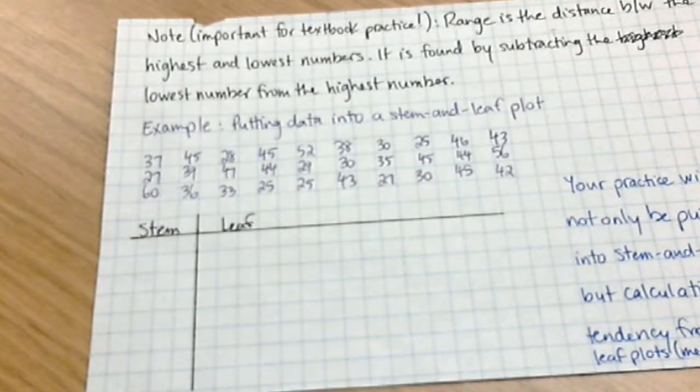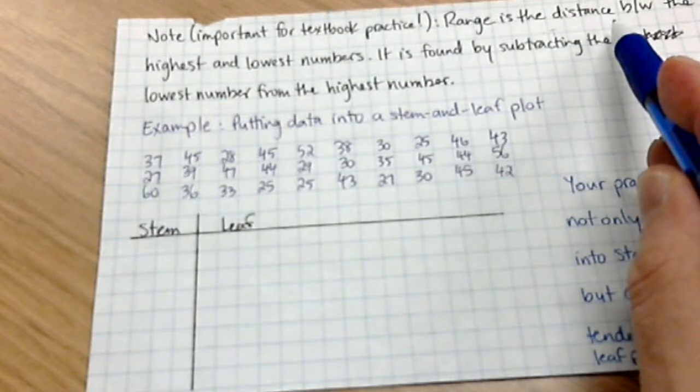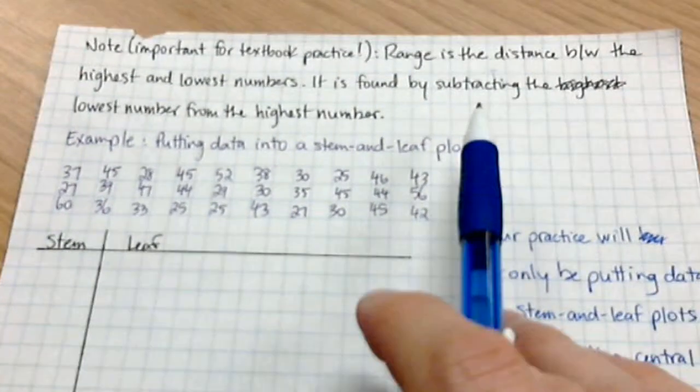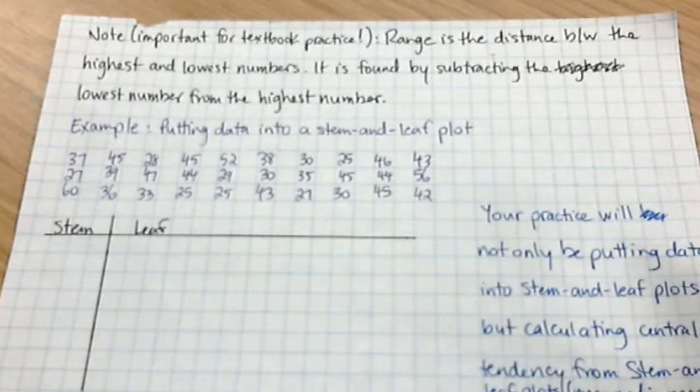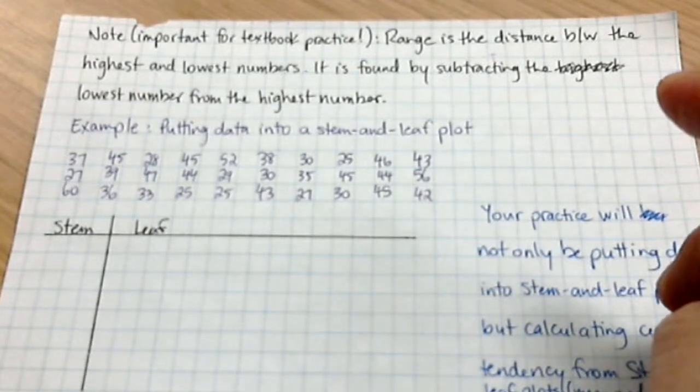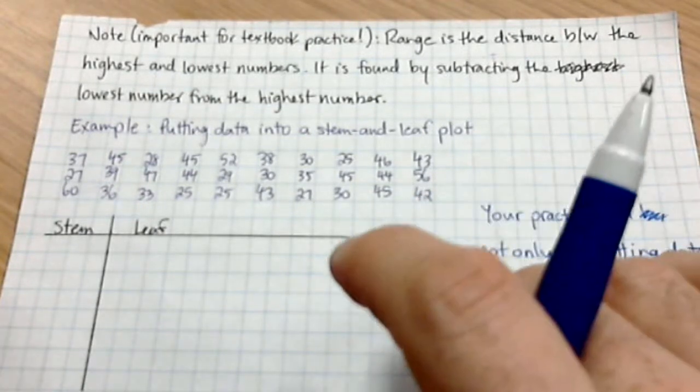Okay? And in the textbook, you're going to be asked to do things like looking at a stem and leaf plot, calculating mean, median, and mode, and then something called the range. Now, the range is the distance between the highest and lowest numbers. What you do to find the range, and this is important, is you subtract the lowest number in your set of data from the highest number in your set of data. And so that's something that you'll need to do on the practice on 327, but we'll get to that.